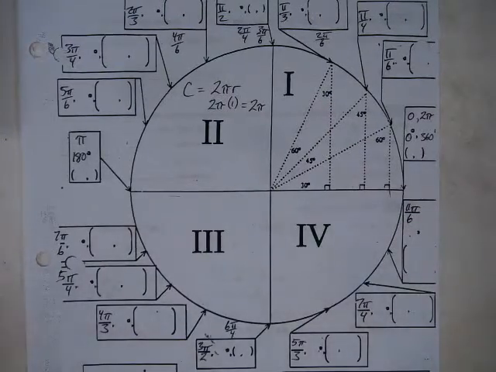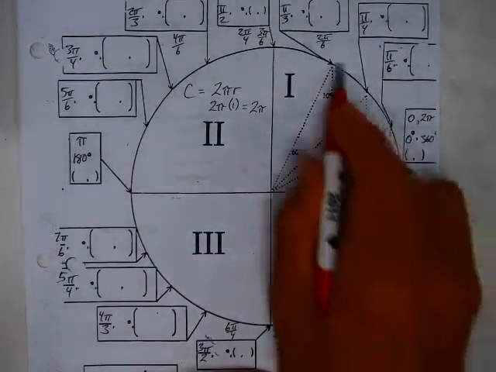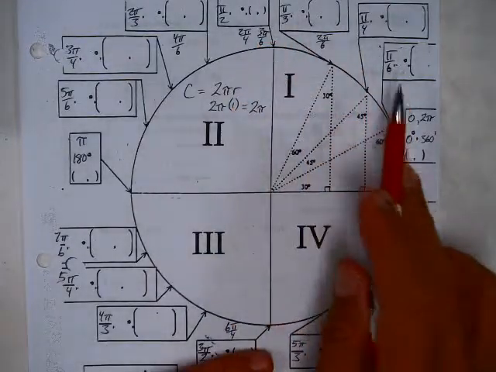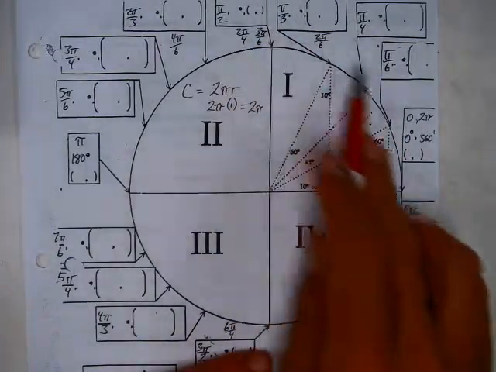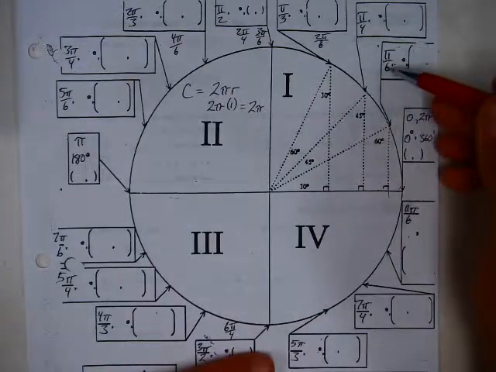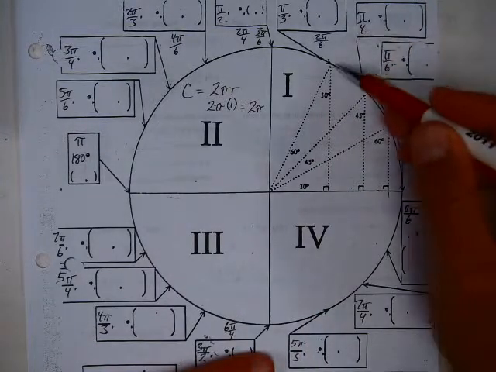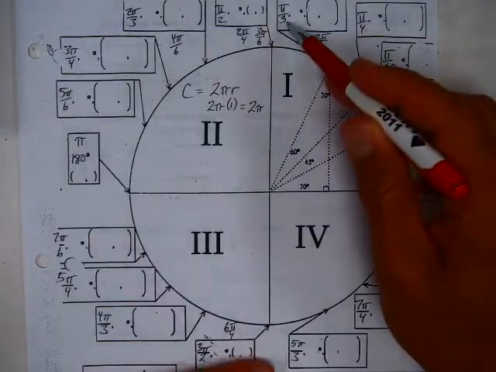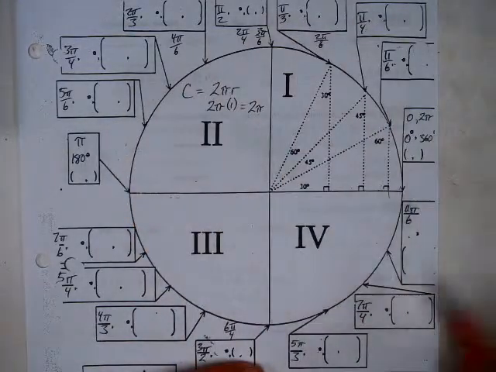So the things that I want to point out to you on the unit circle, in terms of radians: everything in this quadrant here has a numerator of pi, but the denominators are different. The short triangle has a denominator of 6. The middle one has a denominator of 4, and the tall triangle has a denominator of 3. And that's going to be true in every quadrant.